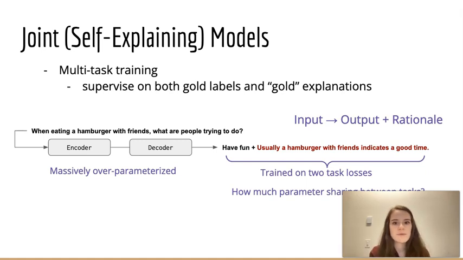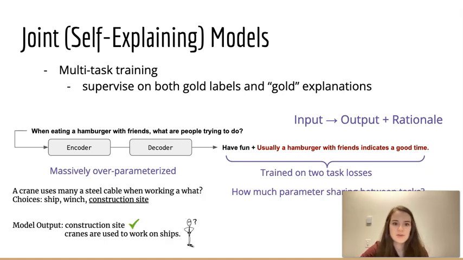In order to judge how faithful the explanations coming from a joint model are, we need to understand how tied the mechanisms predicting labels and producing generated explanations are within the joint model. We actually don't observe that they are always tied in practice. For example, for the instance, a crane uses many a steel cable when working a what, and the answer choices ship, winch, and construction site, the model correctly predicts the correct answer, construction site. However, it explains a totally different answer choice, producing the explanation cranes are used to work on ships.